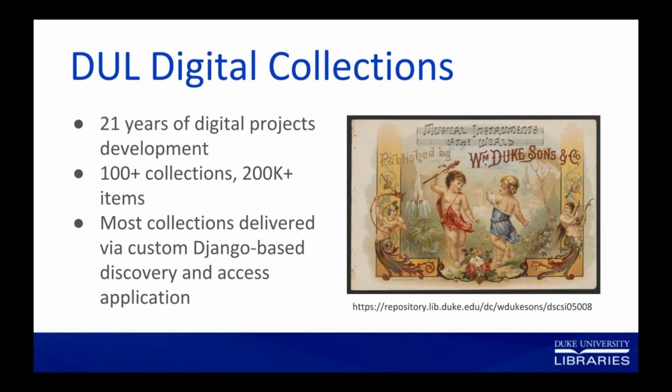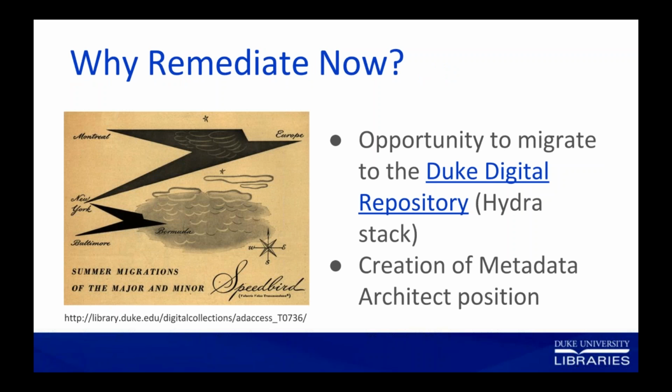But the bulk of our digital collections, which are the focus of this stage of the remediation project, are currently delivered by a custom Django-based discovery and access application. It's very cool and innovative in many ways. But it was built completely in-house, and it's involved so much customization that it really doesn't scale as well as we need it to. So why are we doing this now?